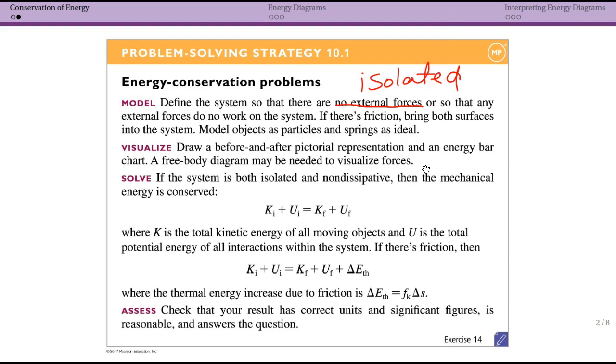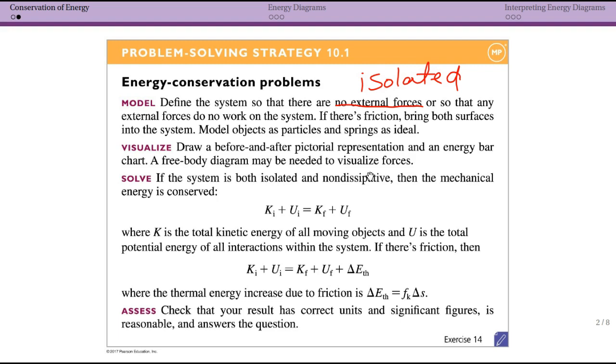The representations that you might choose to draw include a before and after representation, so that's a type of sketch. You could also do an energy bar chart. I won't require you to do an energy bar chart, but it can be really helpful to think about all the types of energy and how they're changing. An additional type of visualization we're about to talk about is an energy diagram. Now, obviously, you might still need to do a free body diagram if there are many forces going on, but if you are primarily just dealing with energies, kinetic and potential, you don't necessarily need to do a free body diagram.